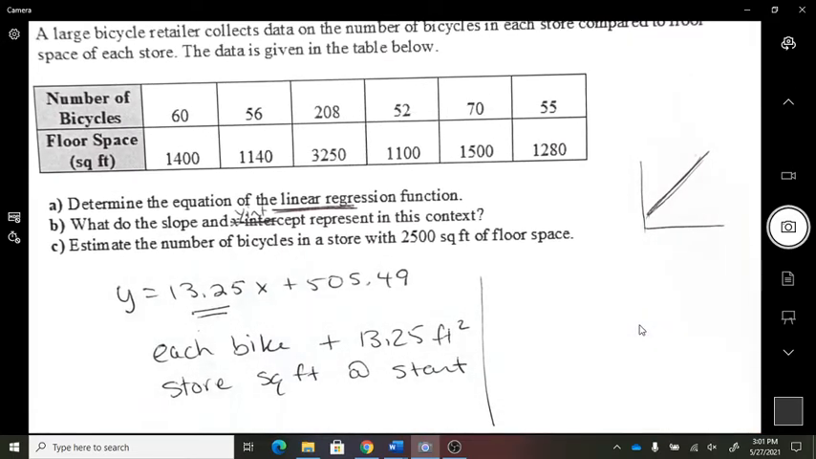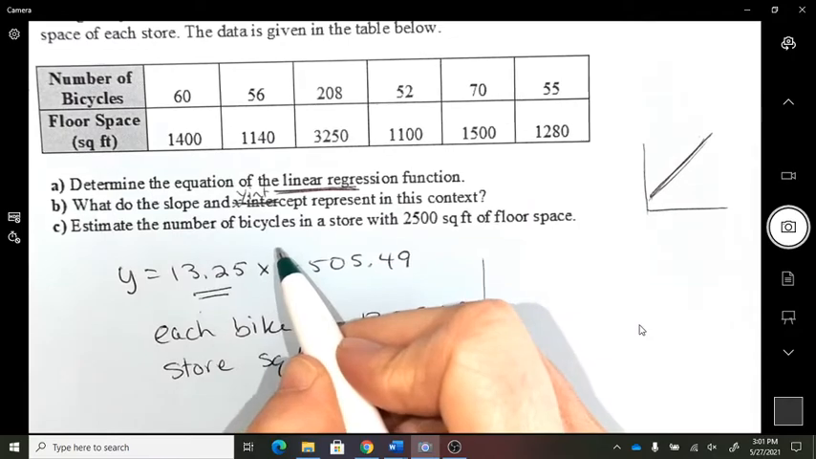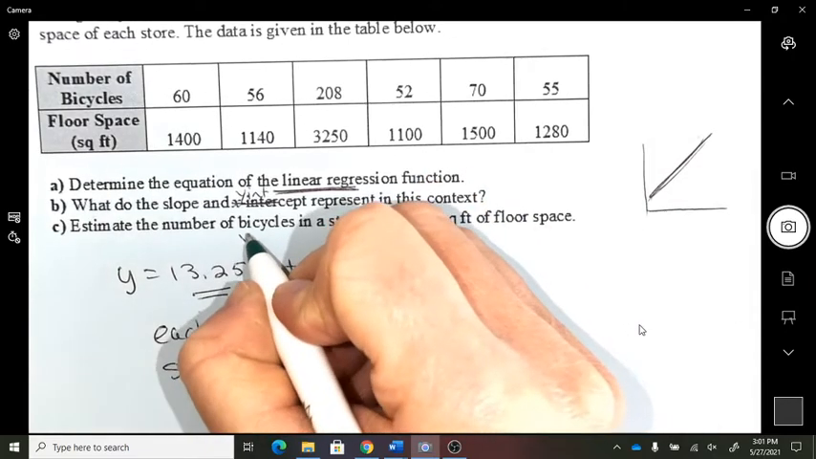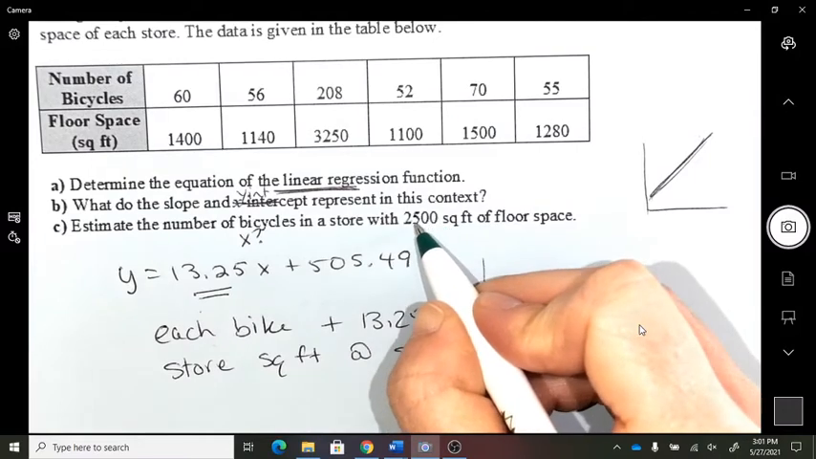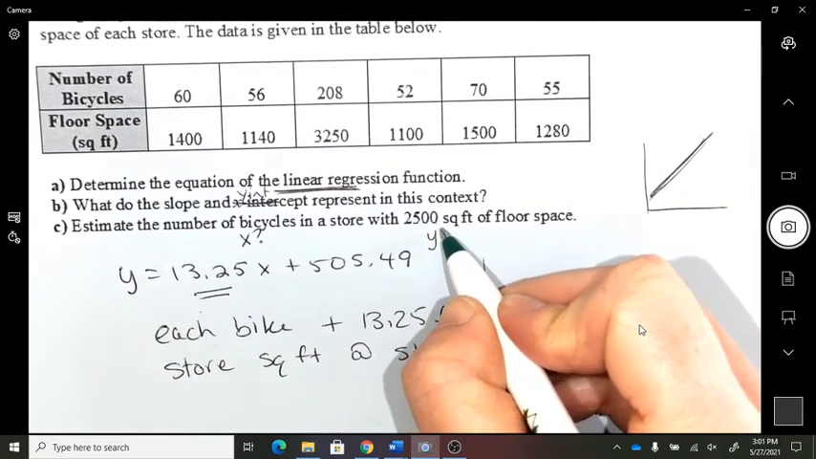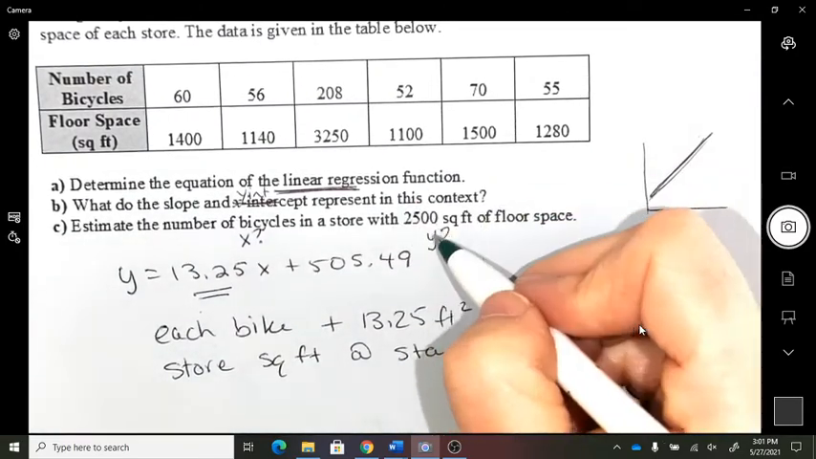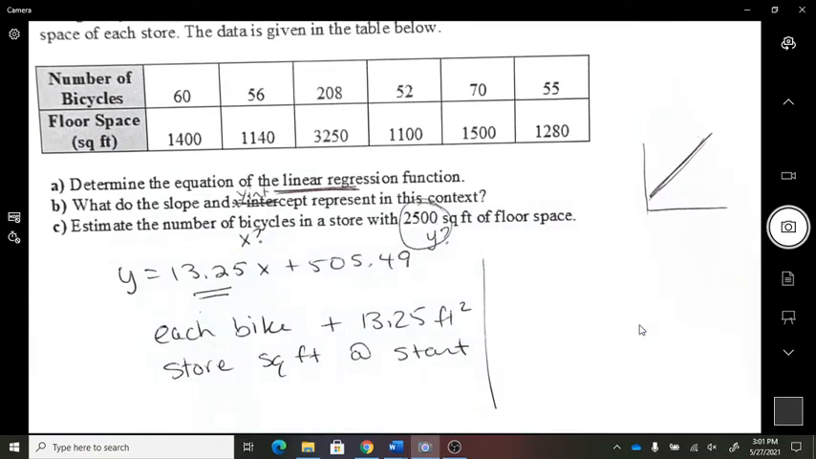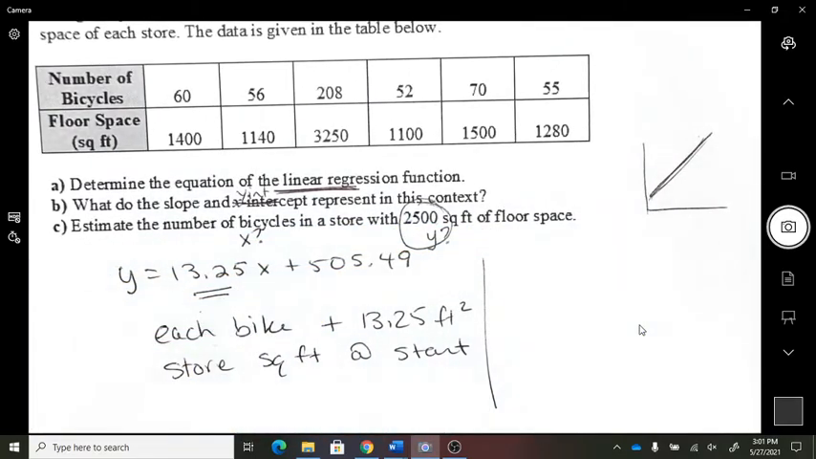Okay, estimate the number of bikes. So I want to know which variable. I want to know x when the store is going to be at 2,500 square feet. So this is the y, right? So what is the strategy in our calculator then? Y2.